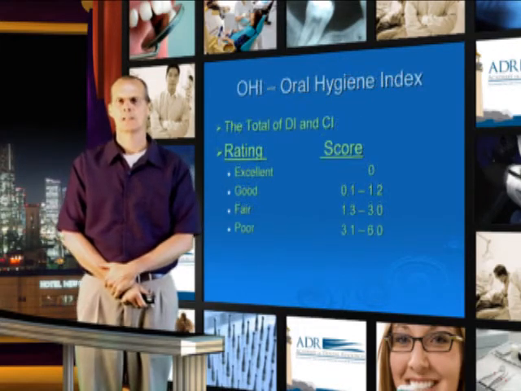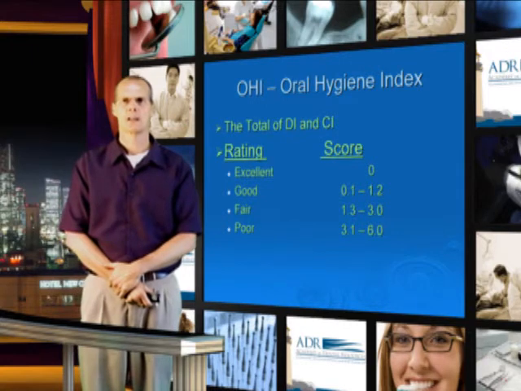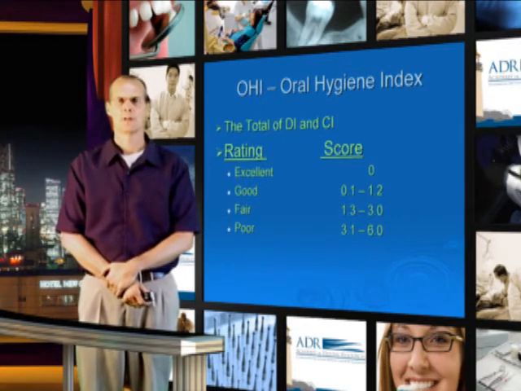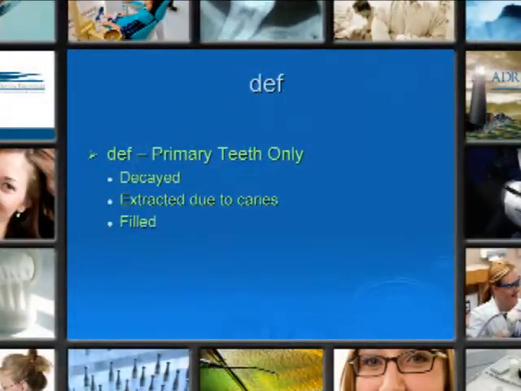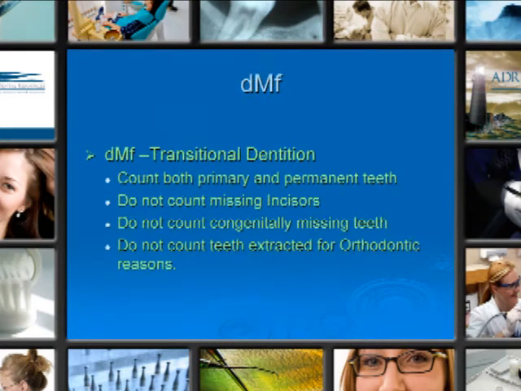The oral hygiene index is simply a total of the debris index plus the calculus index. Ratings are excellent, good, fair, and poor, and the calculator will quickly provide that score for you and your staff members. The DEF, primary dentition, decayed, extracted due to caries, and the filled. The DMF, which is your transitional dentition, is count both the primary and the permanent teeth. Do not count the missing incisors, do not count congenitally missing teeth, and do not count teeth extracted for orthodontic reasons.